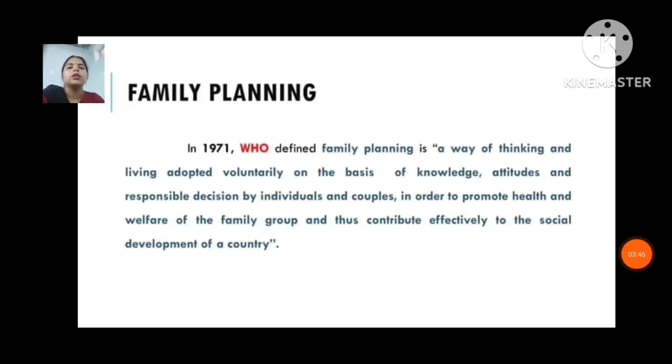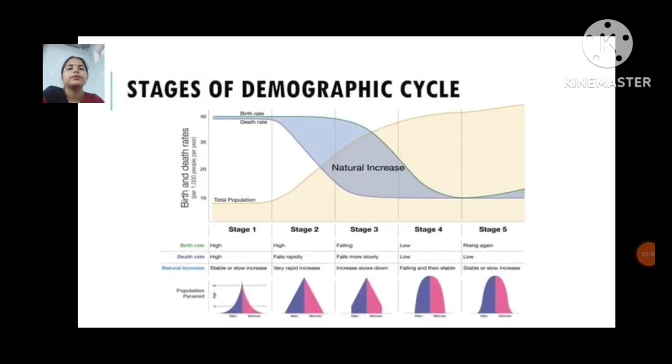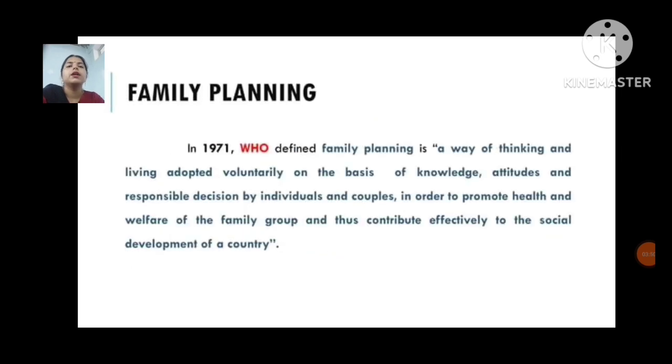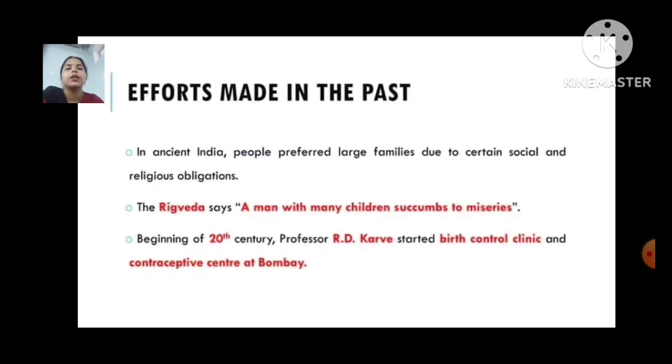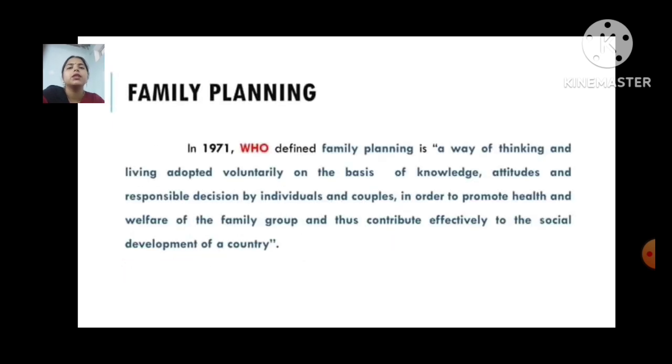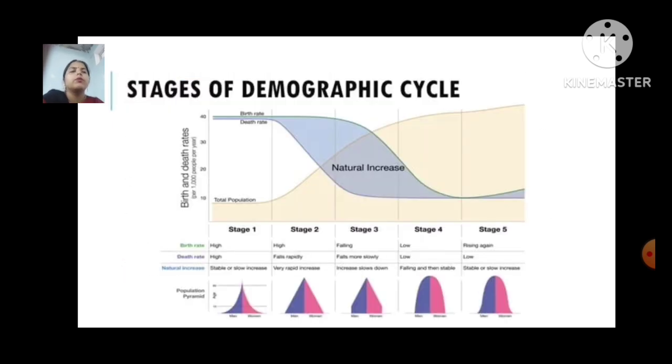So these are all the demographic stages, and also in this class we discussed family planning and its objectives, efforts made in the past, and the stages of the demographic cycle.